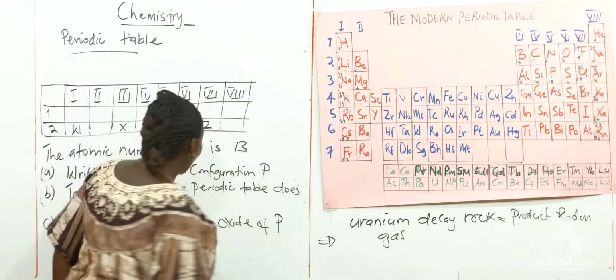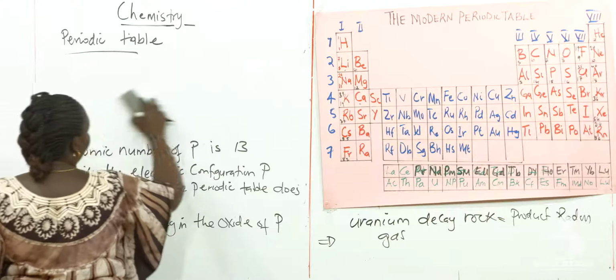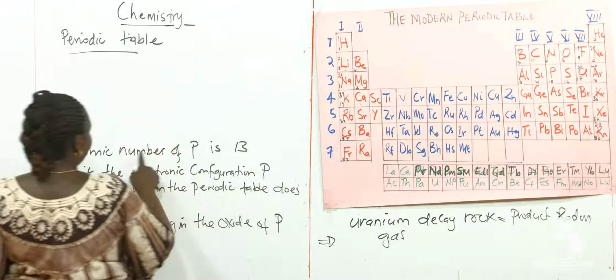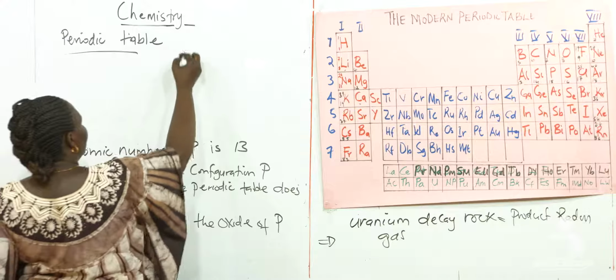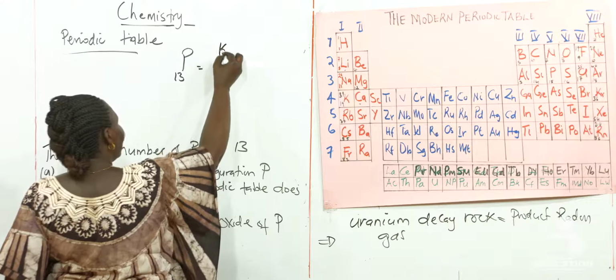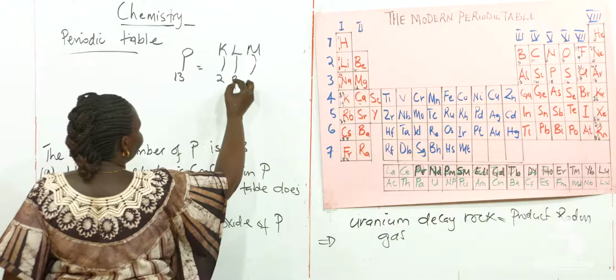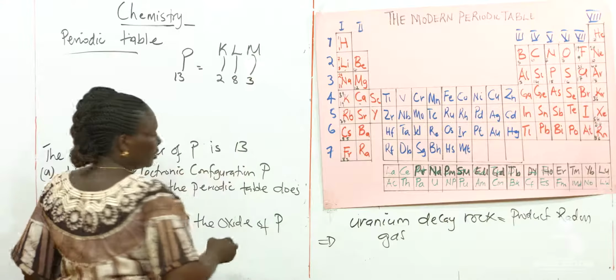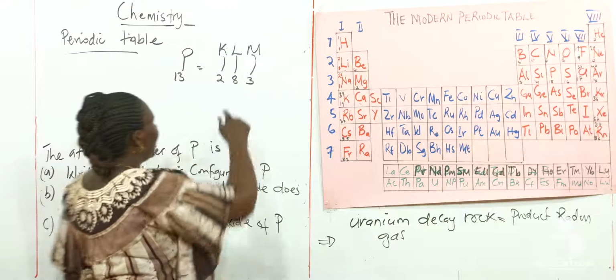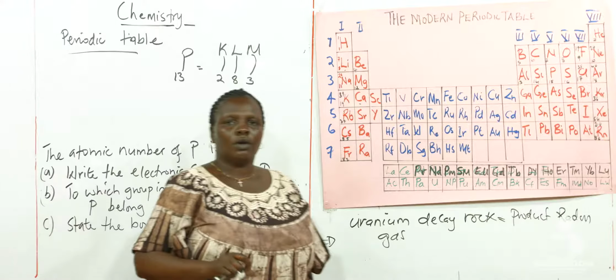Let us start by question 1. We have the atomic number of P is 13. So if we have P 13, the electronic configuration will be like this. K, the first shell, always takes 2. Then L, the second energy level, takes 8. Then we have M, the third energy level. So 2 plus 8 is 10, and we will be left with 3. So KLM is 2, 8, 3. This gives us a total of 13.